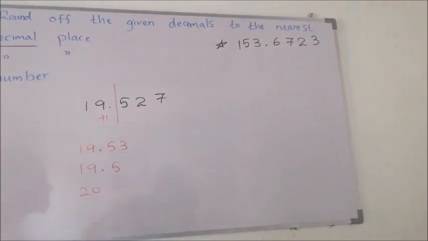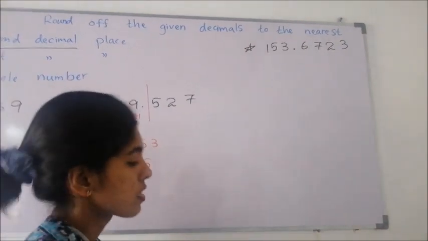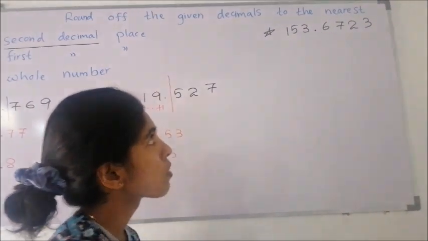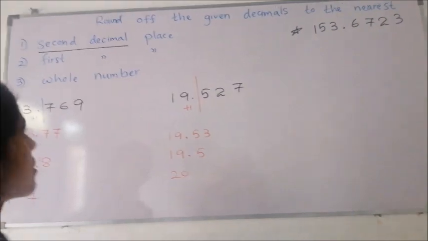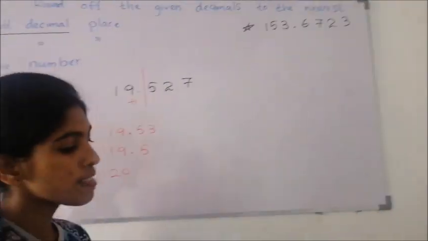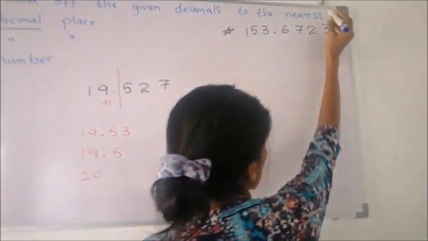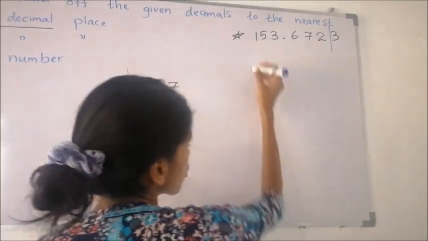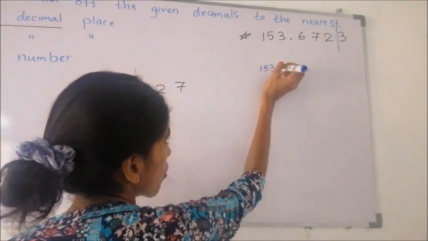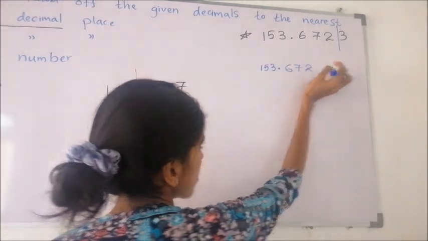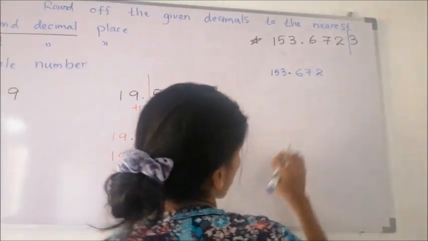Next, in this number, children, there are 4 decimal places. Questions can come in different ways, okay? In this question, they may ask sometimes to round off to the nearest third decimal place. Third decimal place means 3 are needed. Need to remove the last one. What should be the answer? 153.672. Why? This is a number less than 5.